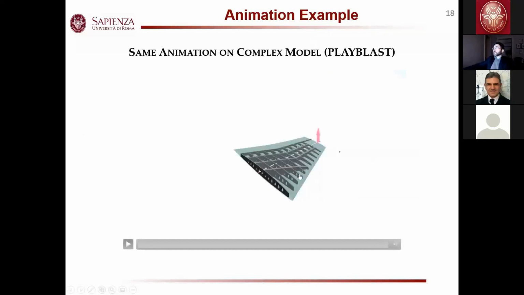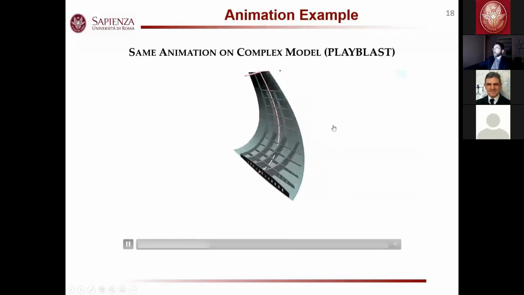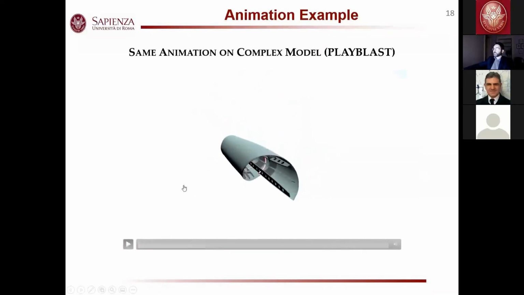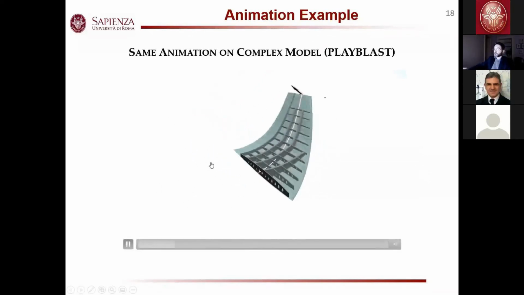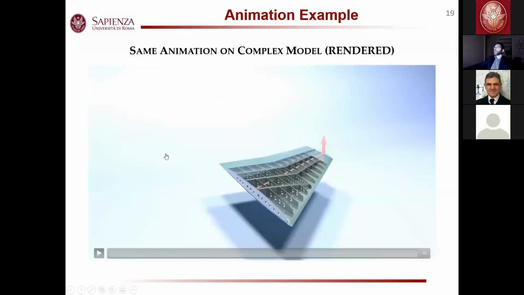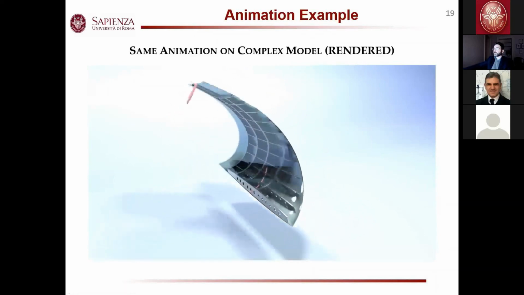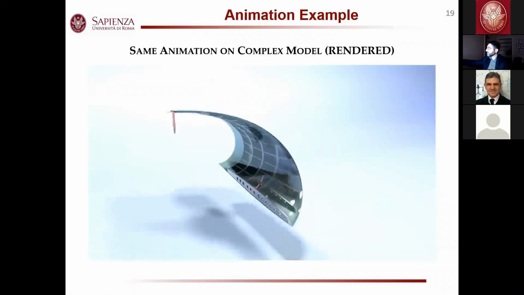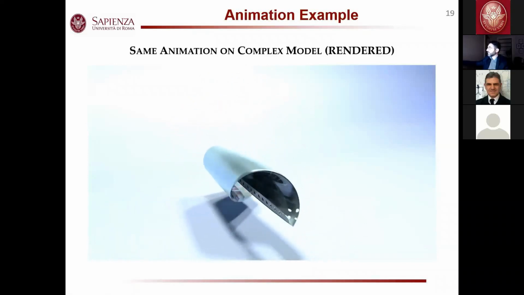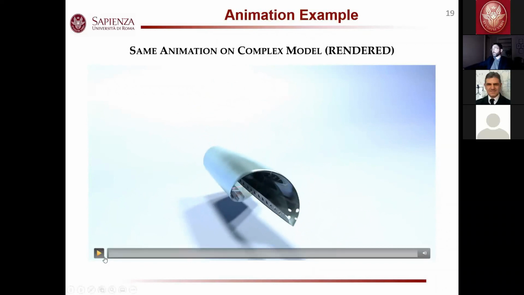The same animation here for a complex model. Here is a clay blast with the same node movement and a complex model with a rendered setting. This is a rendered model animation of a complex wing. It is at low quality, but it took about 6 hours of rendering.